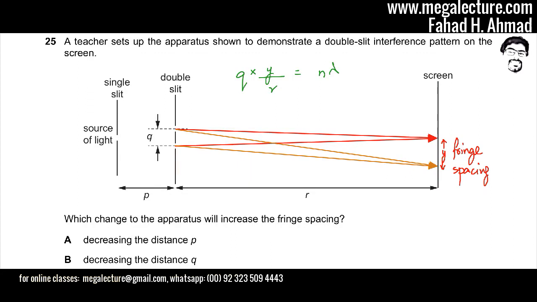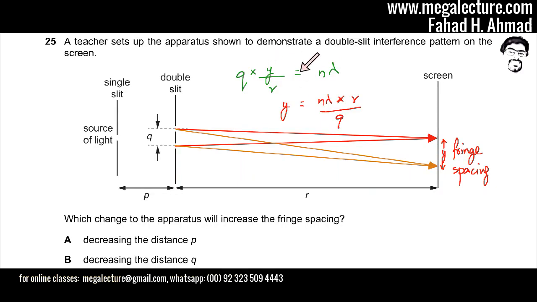Now the formula that determines fringe spacing is given over here, where Q is the slit spacing and Y over R, Y is the fringe spacing, divided by R, the distance between the screen and the double slits, is equal to n lambda. So this is the formula that we are dealing with. And now the question is, which change to the apparatus will increase the fringe spacing? So the fringe spacing was Y.